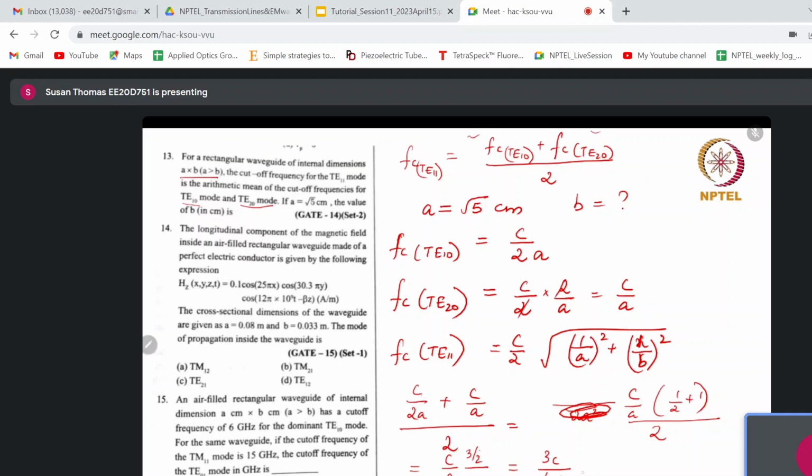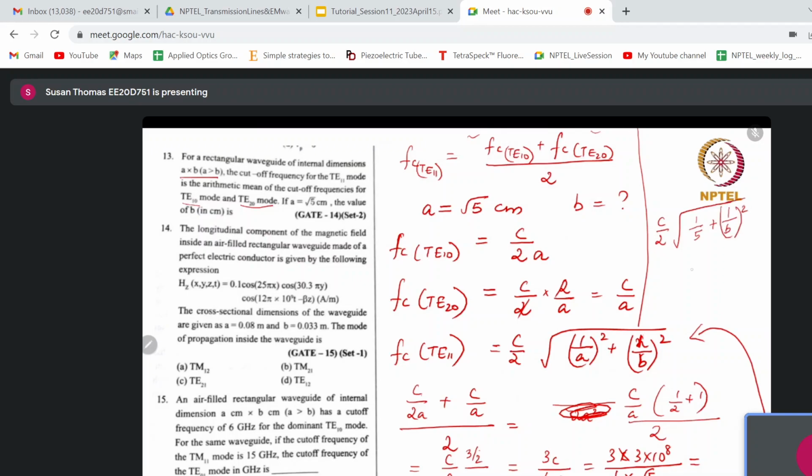And we already know the value of that A. So, C value is 3 into 10 power 8 divided by 4 into root 5. So you can substitute this here, and A is root 5. So this again becomes C by 2 into root of 1 by 5 plus 1 by B the whole square.